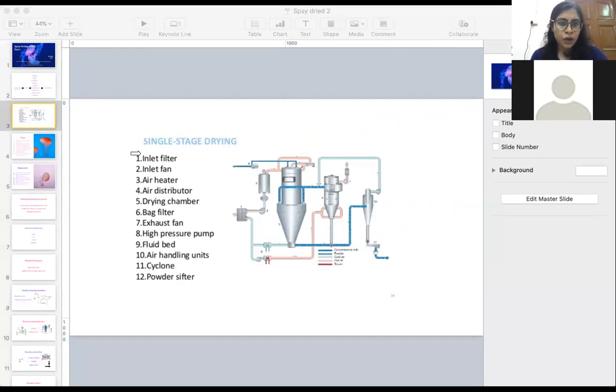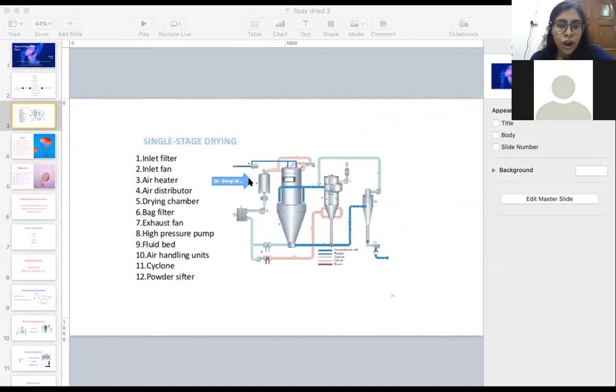For the time being, as you can see, here is number one, the inlet part. Is this clear? From this, the air enters. Then there is this inlet fan, number two. What happens in the fan? Because a negative pressure is created here, the air enters from here and disperses into the air heater. This is the air heater, right?